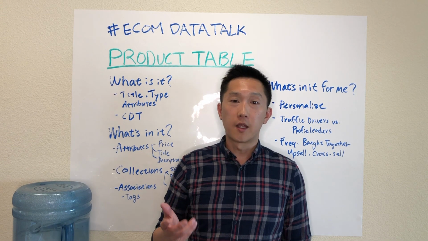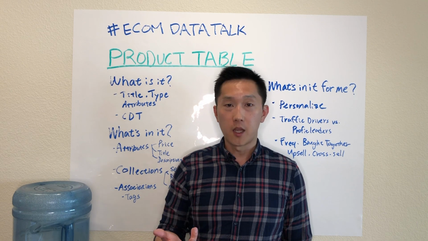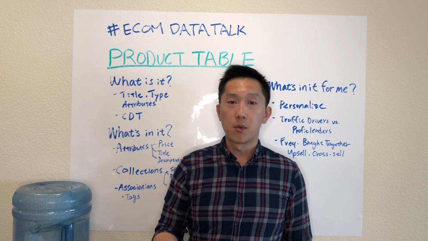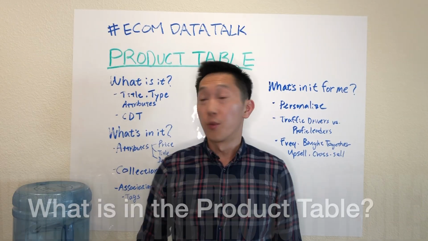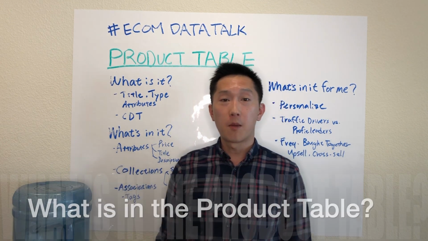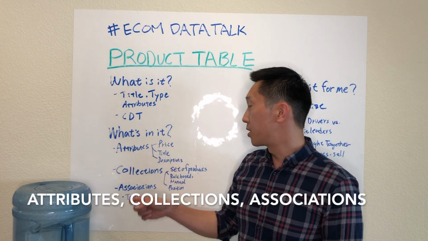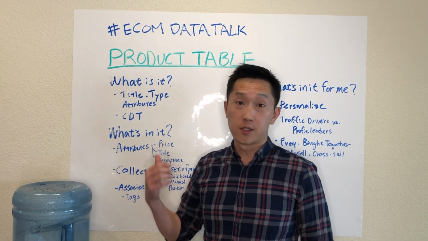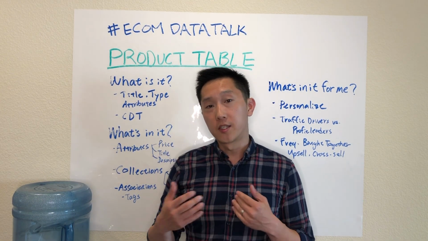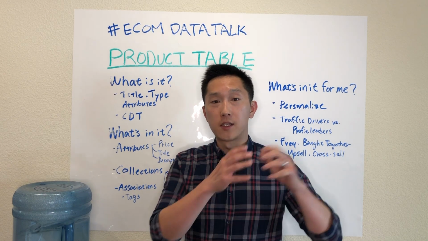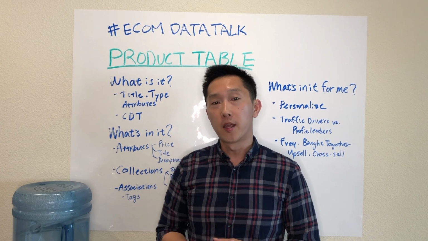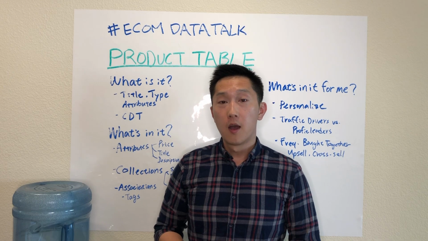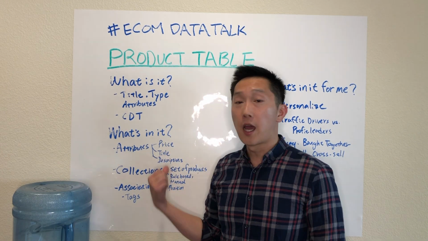So next, let's again take a look at Shopify's product table and see what data is commonly available to us and why they're important. So what is in the product table? Well, let's break it up again into 3 sections: the attributes, the collections, and the associations. And so in the attributes, you have price, which is the first thing people see. And you can set certain prices as the original price versus the sale price to make certain items appear more appealing.